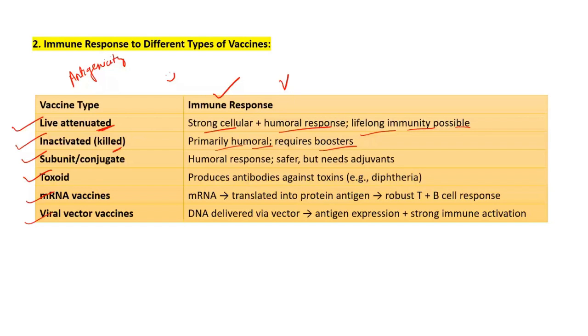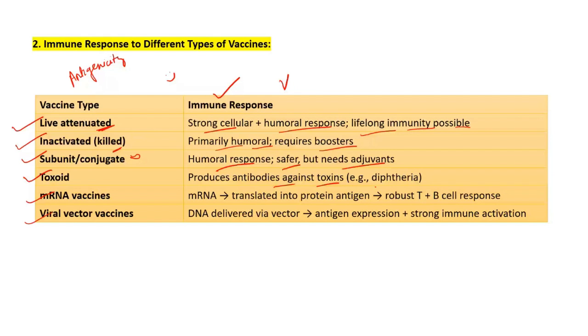Now in the second, if we are killing it, so ये उतना स्ट्रॉन्ग रिस्पॉन्स नहीं देता है, and therefore it requires booster dose. सब यूनिट में क्या करता है, ह्यूमोरल रिस्पॉन्स ही जनरेट करेगा, यानी एंटीबॉडीज ह्यूमोरल आ रहे हैं, मतलब बी सेल एक्टिवेट होगा और बी सेल एंटीबॉडी बनाएगा. It is safer but needs adjuvant to increase the response, because we are taking only a subunit, only a part like protein, carbohydrate, antigen का एक part ले रहे हो. Toxoid produced antibodies against the toxins like DPT vaccine, mRNA like COVID वाला जो vaccine हमने लिया.